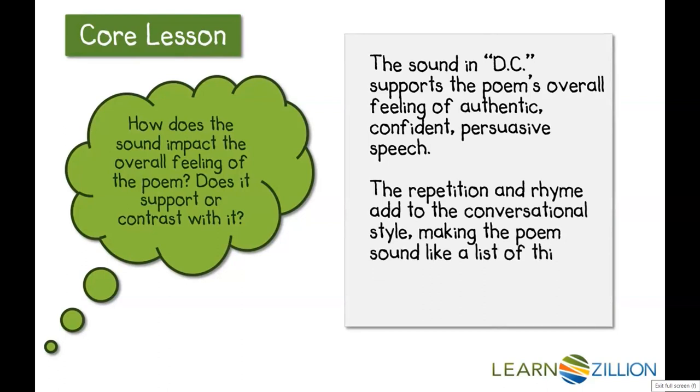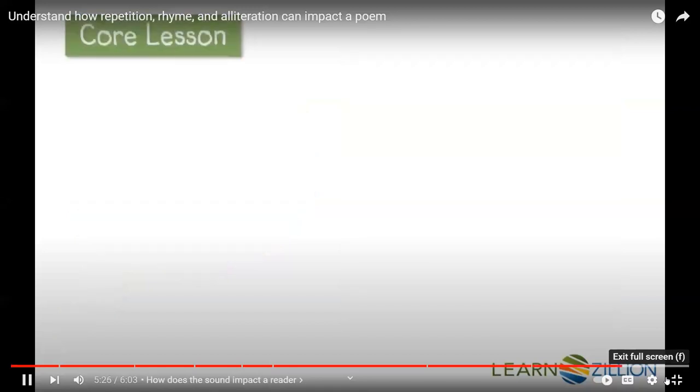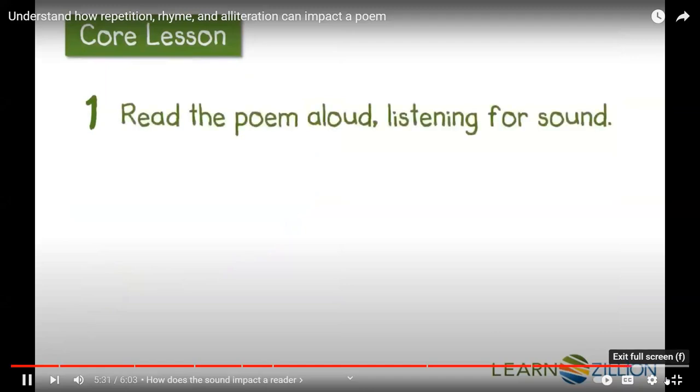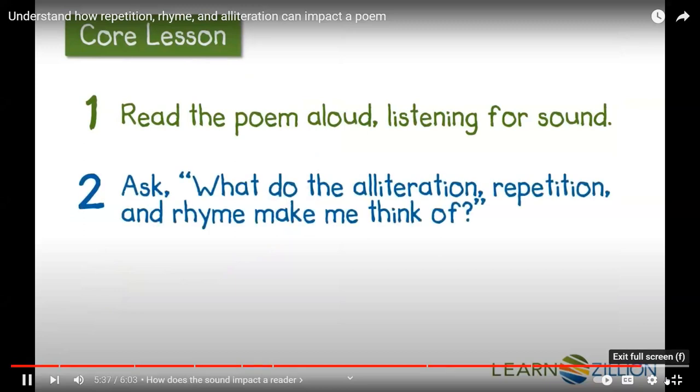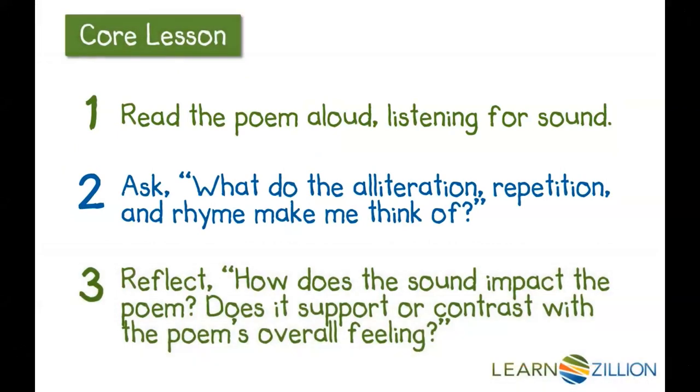The sound of this poem, therefore, impacts the overall feeling by emphasizing key ideas, adding to the speaker's conversational style, and revealing rhymes that add rhythm to the otherwise normal, everyday type of speech. So, we followed the following steps. 1. Read the poem aloud, listening for sound. 2. Ask yourself, what do the alliteration, repetition, and rhyme make me think of? Finally, reflect. How does the sound impact the poem? Does it support or contrast with the poem's overall feeling?